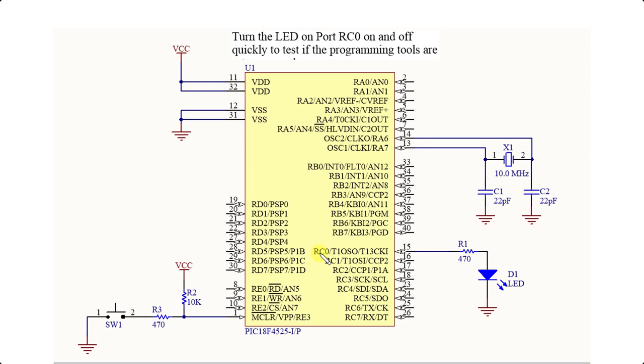So on port RC0, so port C, pin or output 0, we've got an LED connected up just by a resistor, and our objective is going to be to make this flash on and off at a constant rate.